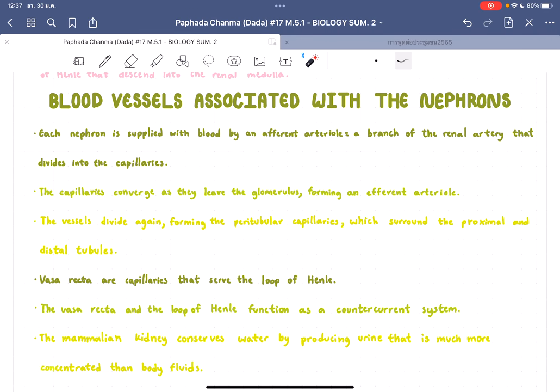Blood vessels associated with the nephrons. A nephron is supplied with blood by an afferent arteriole, a branch of the renal artery that divides into the capillaries. The capillaries converge as they leave the glomerulus, forming an efferent arteriole. The vessel divides again, forming the peritubular capillaries, which surround the proximal and distal tubules.